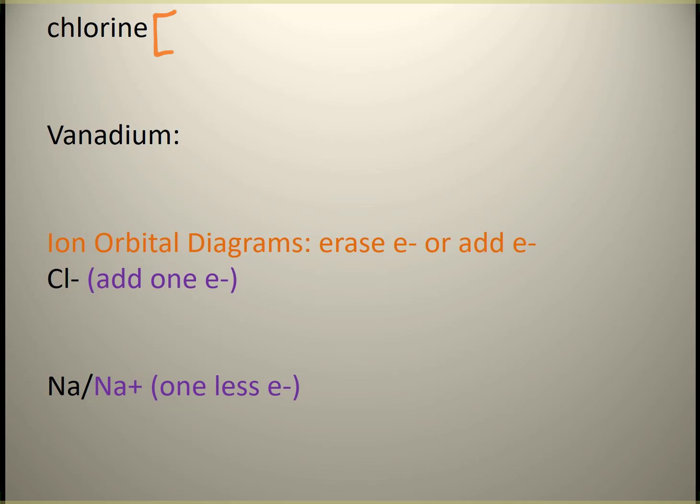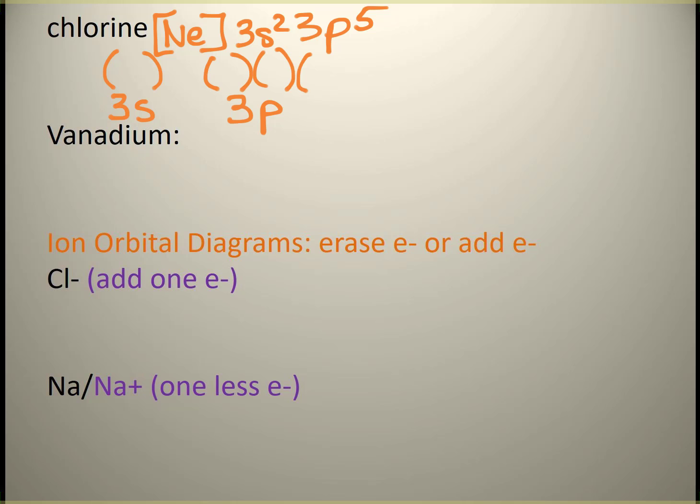So here's chlorine. Chlorine has everything neon has, plus 3s2, 3p5. So I'm just going to do my 3s orbital. And for your s orbital, there's only 2 families on the periodic table in that s block. So 2 divided by 2, I only have 1 orbital. So there's my 3s, and then my 3p. Again, that p block, there's 6 electrons. 6 divided by 2, I need to draw 3 orbitals.